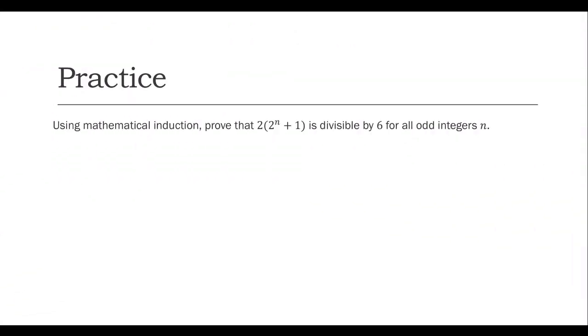So here we have our first practice problem. It says, using mathematical induction, prove that 2 times 2 to the n plus 1 is divisible by 6 for all odd integers n. We're going to start by proving our basis case, which is when n equals 1. So for our basis, we have 2 times 2 to the first plus 1 equals 2 times 3, which is 6. And that's divisible by 6, so that's true. Then we'll go to our induction case.